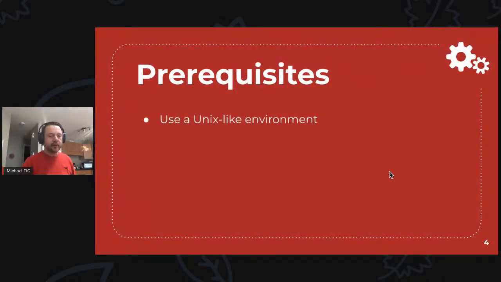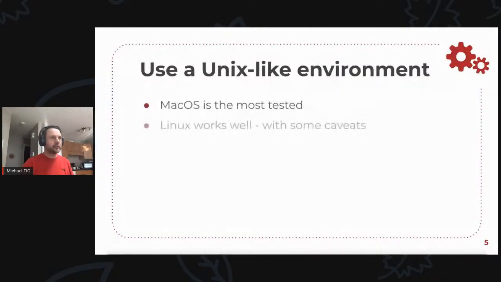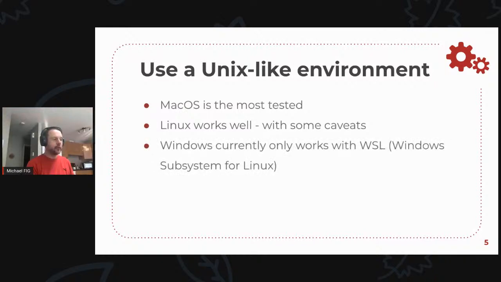First, you're going to need a Unix-like environment. Then we have to install Node.js and finally Yarn 1. For a Unix-like environment, we usually use macOS. Linux is also good. There are just a couple minor details about which Node.js packages you can use. And for Windows, we currently only work with WSL, the Windows Subsystem for Linux. So we hope to support Windows fully at some point, but currently you need to install that Windows subsystem. I don't have instructions for how to do that right now, but if you Google for it, you should be able to find how to do it.